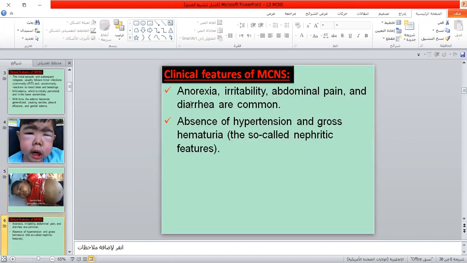Also, in addition to the edema, there is anorexia, irritability, abdominal pain, and diarrhea are common, especially before the onset of edema. يعني patient أول ما يصير عنده loss of appetite, anorexia, irritable, يصير عنده abdominal pain or diarrhea before the onset of the edema. There must be, as we said in the last lecture, absence of the hypertension and the gross hematuria, the so-called nephritic syndrome. عندنا nephritic syndrome نقصد فيها glomerulonephritis، إن شاء الله بالمحاضرة القادمة راح نناقشها.